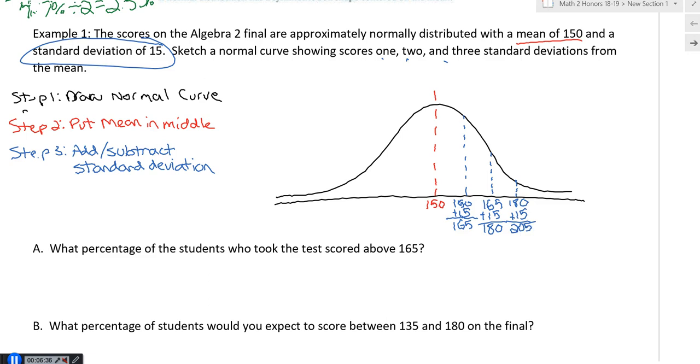I don't expect you to actually write that addition down. I would just put 165, 180, 205 on mine, and I'll do it that way on the next example. But for notes, we want to make sure we know how we got that number. Same thing on the other side, but now, since we're going down, 135. We're subtracting.